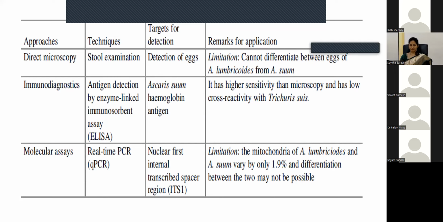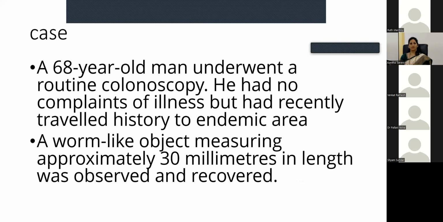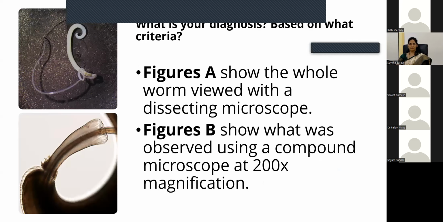And this is another case of a 68-year-old man who underwent a routine colonoscopy. He had no complaint of illness, but had a recent travel history to an endemic area. A worm-like object of around 30 millimeters in length was observed and recovered. So this is the worm, and I hope you know the diagnosis. This is a case of Trichuris infection.